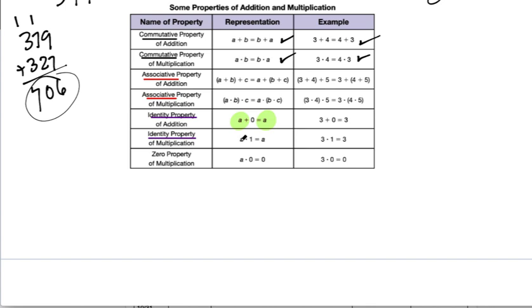And similarly, we can talk about seeing our identity here. A times 1 is equal to A, just like 3 times 1 is equal to 3. We get the same thing out when we multiply.